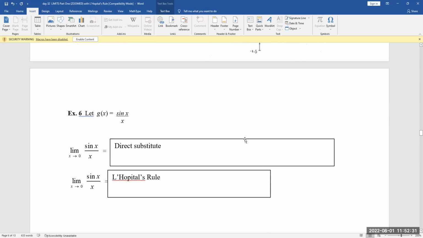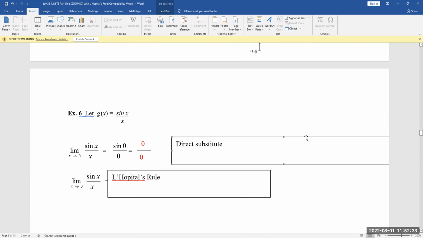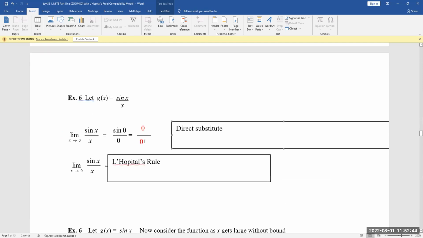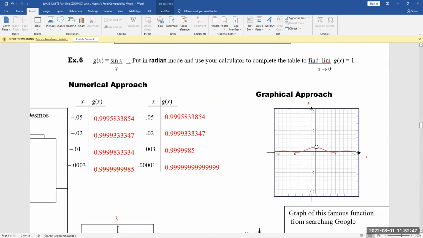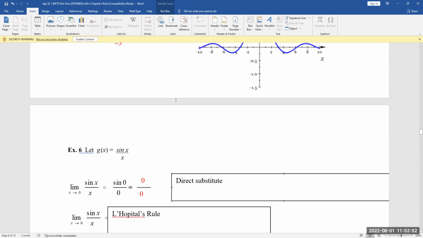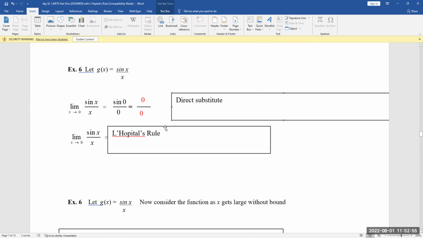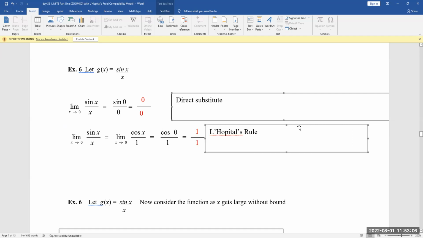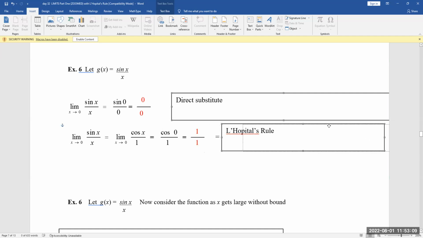Well, if we directly substitute in, you'll get sine of 0 over 0, which is 0 over 0, which means L'Hopital's rule can apply. Now that we know derivatives, in order to take the limit, instead of doing all this fancy work with a numerical approach and graphical approach, and because there was no analytical approach to this one, there's no algebra we could do, if you just take the derivative of the sine, which is the cosine, over the derivative of the denominator, which is 1, and take this limit, you'll get our very famous answer of 1.